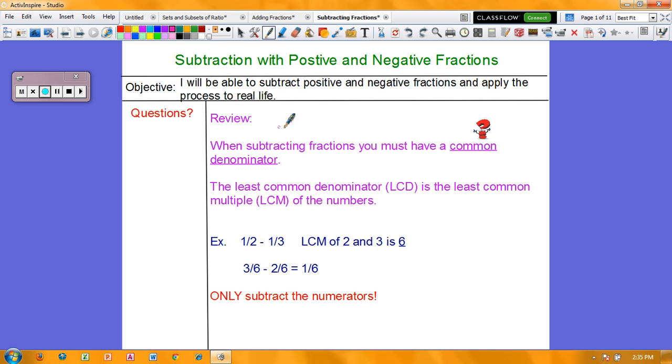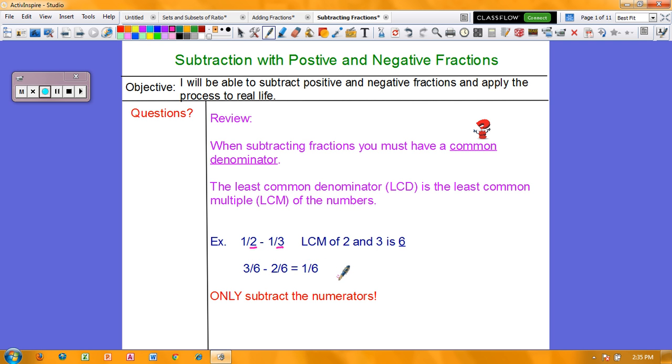So let's review, and this is pretty much the same as when we added fractions. We want to make sure we have a common denominator. That's the same as finding the least common multiple of the denominators. So if we had 1/2 minus 1/3, 2 and 3 are not the same. The least common multiple would be 6, so we would rewrite equivalent fractions. So 1/2 is the same as 3 over 6, and 1/3 is the same as 2 over 6. And if we were to subtract that, 3 minus 2 is 1, that would be 1/6.